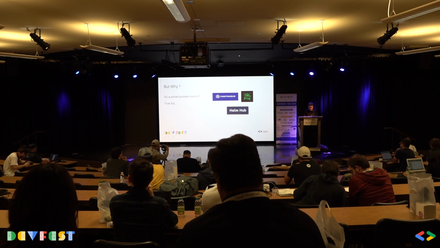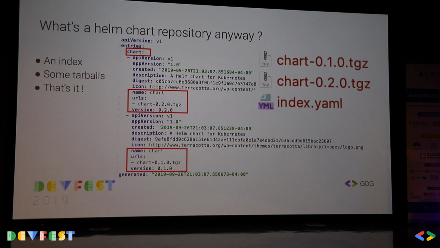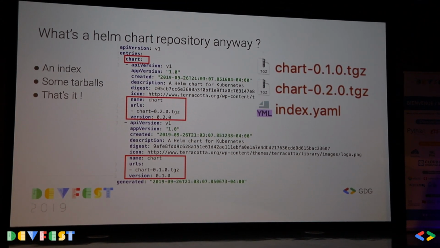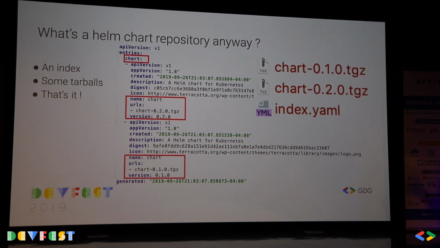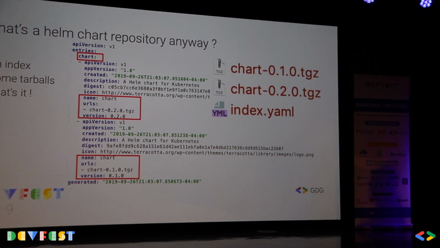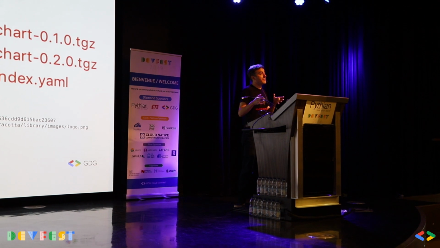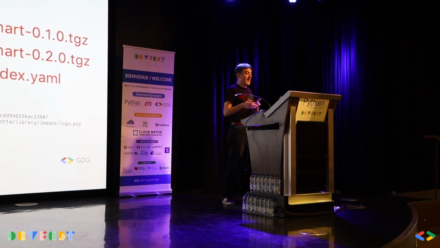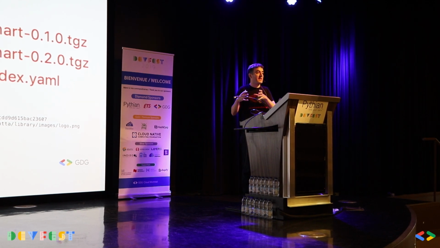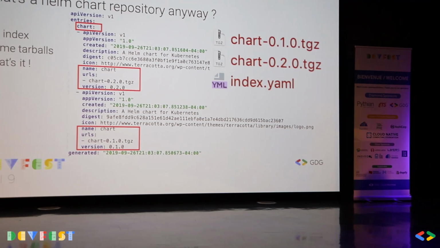So what about it? You want to deploy your Helm chart repository. What's a Helm chart repository anyway? Well, at the end of the day, it's just an index. Here you can look at this index.yaml file, and this index is basically referring to several tarballs, right? If I have a Helm chart named chart, and I have two versions of it, you can see that they are all going to be referenced in the same index.yaml file. So one index file, a few tarballs. That's about it.